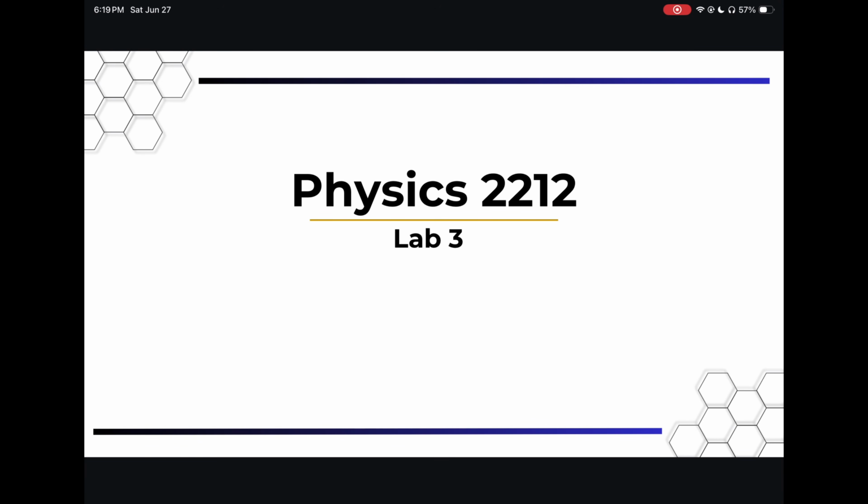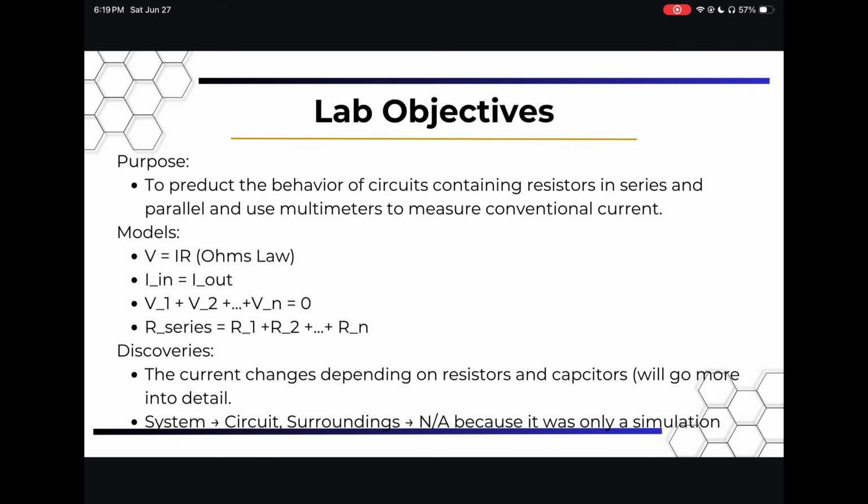This is Physics 2212, Lab 3, where we are looking at circuits. So the lab objectives, the purpose was to predict the behavior of circuits containing resistors in series and parallel and use multimeters to measure conventional current. Please ignore the fact that I have pre-duct.